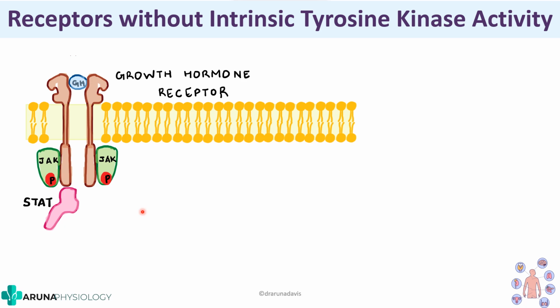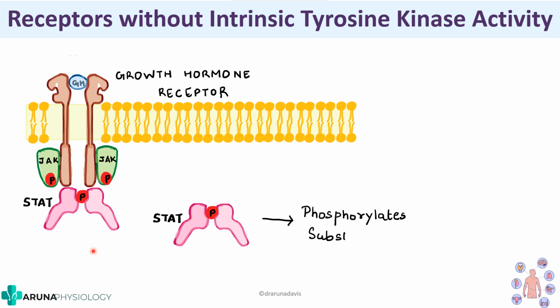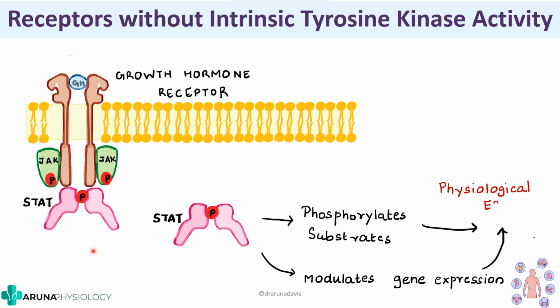They are signal transducer and activator of transcription proteins. That is the full form of STAT. So these STAT proteins will now bind on to the receptor and they will be phosphorylated. So now see, once they are phosphorylated, they have become a dimer. And this dimer will be translocated and they will in turn phosphorylate other substrates and also cause modulation of gene transcription, and thereby they will cause physiological effects.